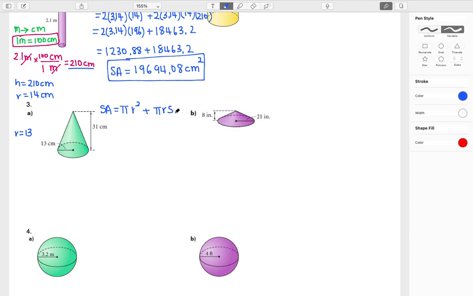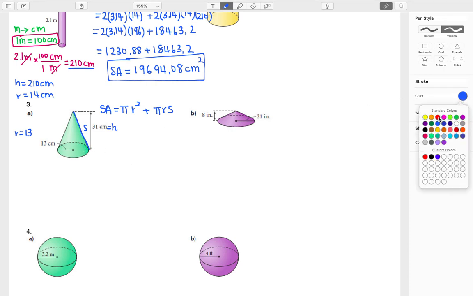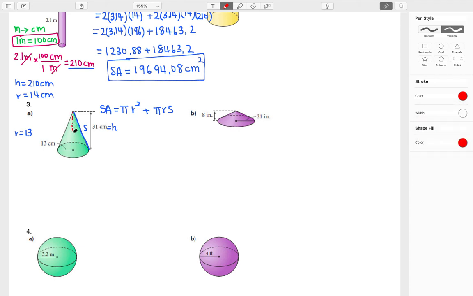But do we know what the slant height is? No, we don't. We know the height, 31 centimeter. This is the height. But this is a slant height, which is S. So we need to first figure out S first. So the rule of thumb is that every time you're looking for a height or slant height, think of a Pythagorean theorem. So what I'm going to do is I'm going to cut it in half and make a right angle triangle.